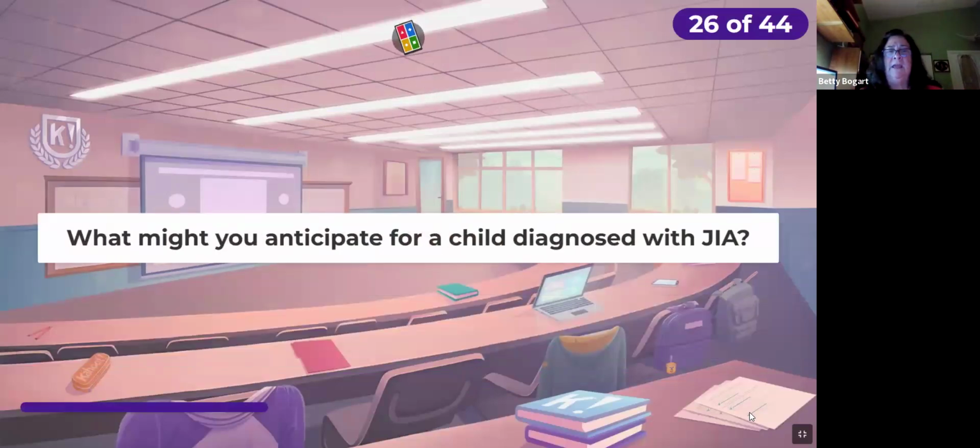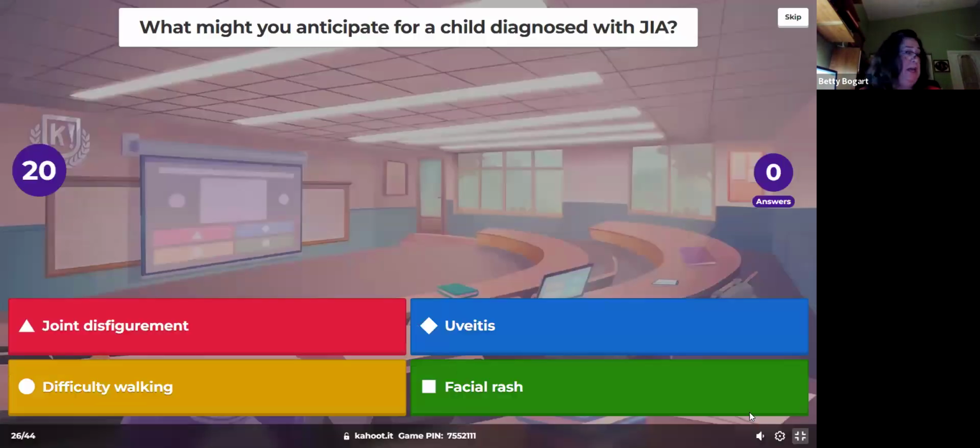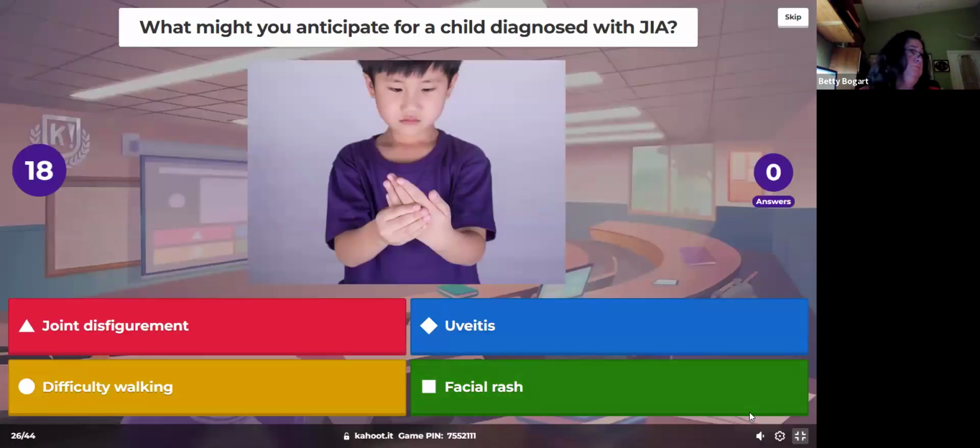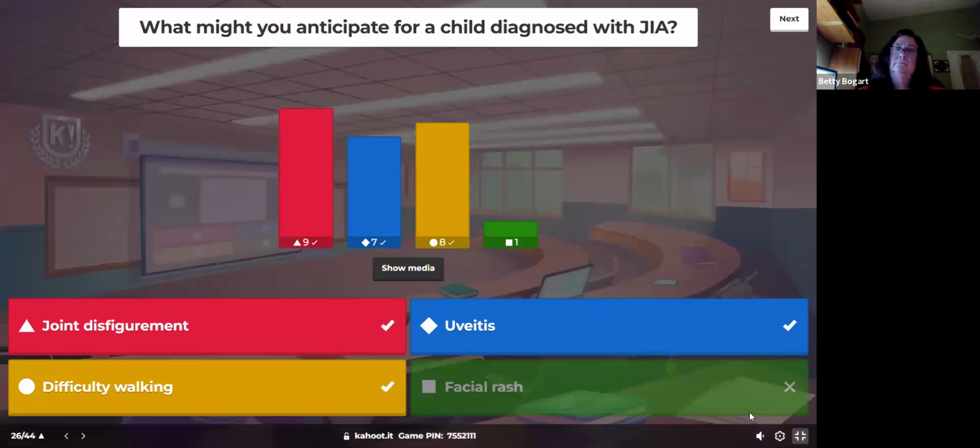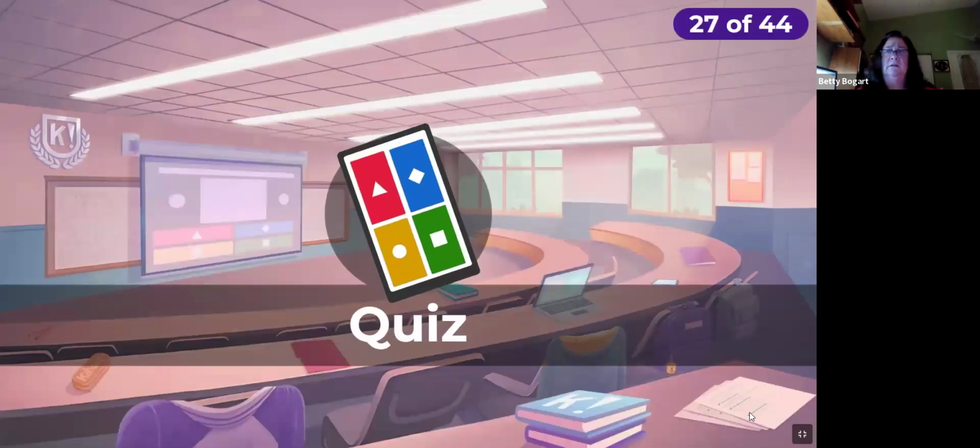Multi. What might you anticipate for a child diagnosed with JIA? So facial rash is lupus, okay? So joint, yes, difficulty walking because the joints, the hip joints, are stiff. And remember those eyes, the uveitis, and get them to an ophthalmologist once a year.